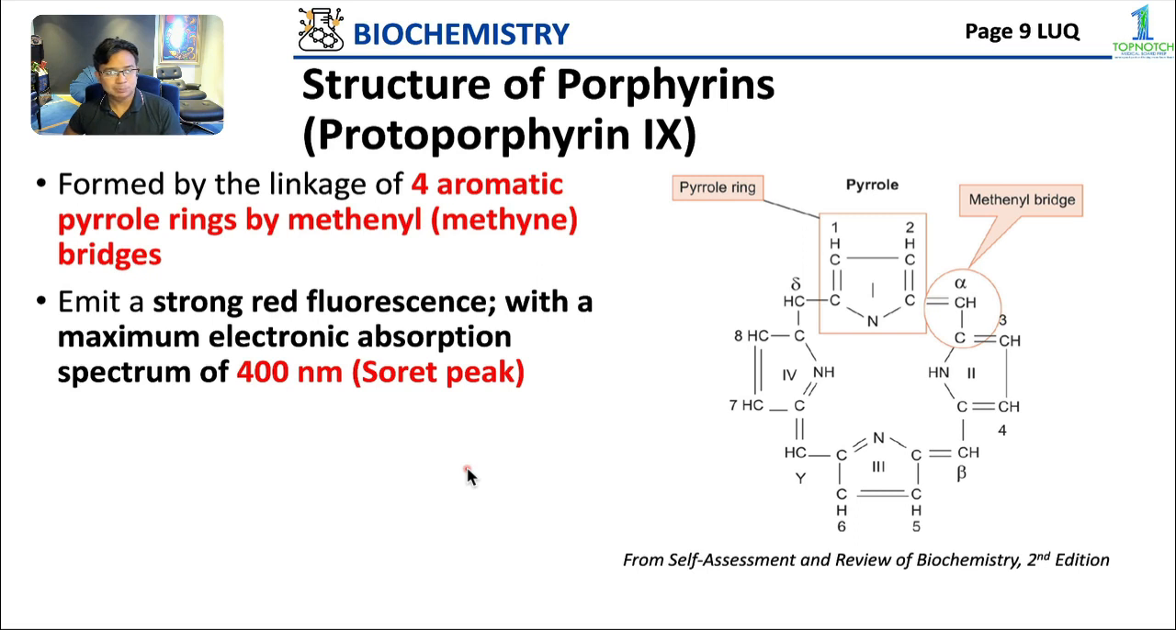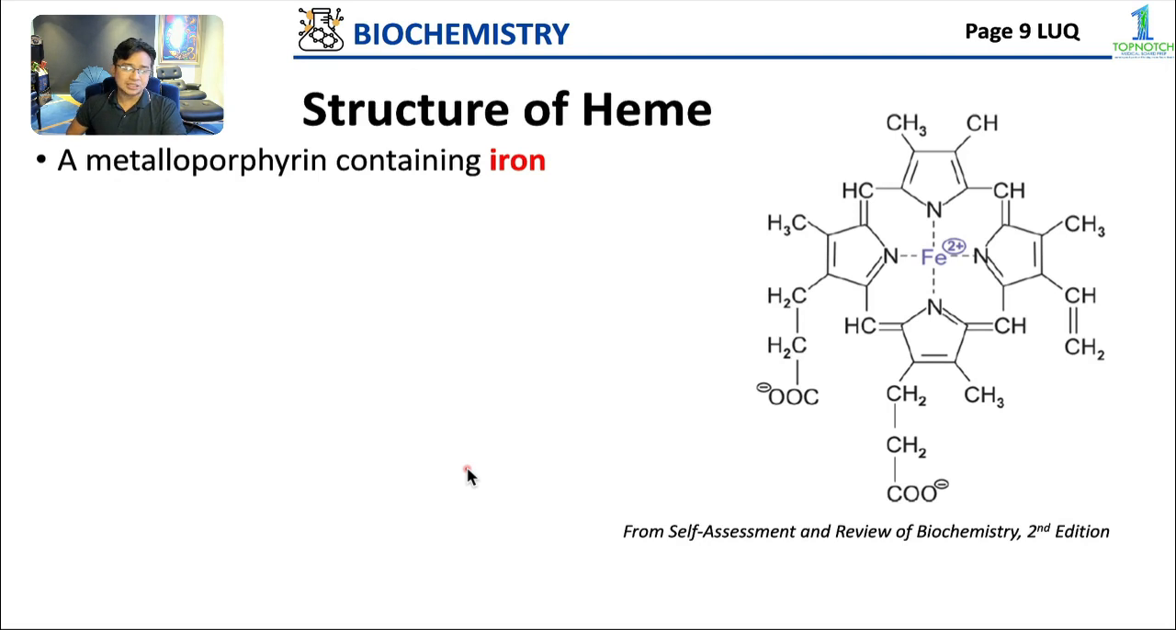Now, as mentioned guys, your protoporphyrin 9 is a porphyrin. And it's formed by 4 aromatic pyrrole rings by a methine bridge or metanyl bridge. And it emits a strong red fluorescence with a maximum absorption spectrum of 400 nanometer known as the Soret peak. Take note that heme is a metalloporphyrin. It's a porphyrin having an iron at the center. At dapat naka-ferrous iron siya or Fe2+ to allow oxygen to be attached to it. Pag ang iron state niya ay ferric 3+, hindi makakabind ang oxygen sa kanya.